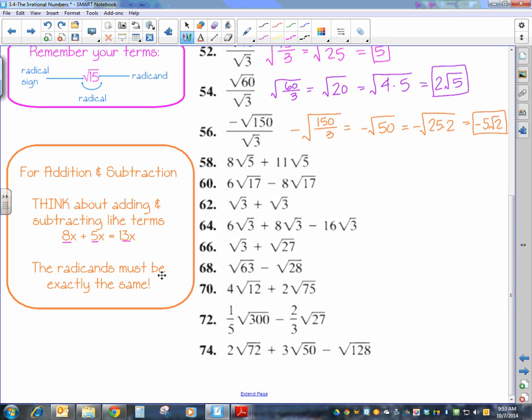The radicands must be exactly the same, just like the x's have to be exactly the same to combine your like terms. So when you're starting out, or if you want to use a highlighter to do it, note that this and this have to be the same. So if they are exactly the same, then I just get to add 8 and 11 to get 19 square roots of 5.